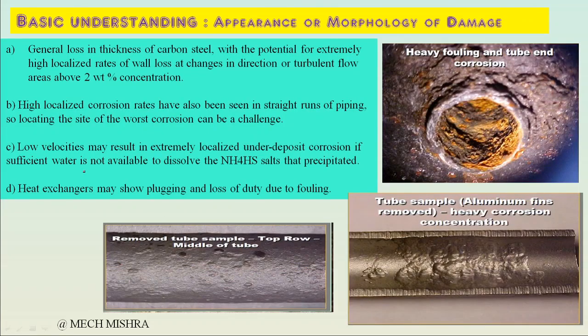NH4HS is formed as a result of the reaction between these two gases, ammonia and H2S, and precipitates out of the gas phase in the reactor effluent stream when temperatures are below 66 degrees. That's also a critical factor.